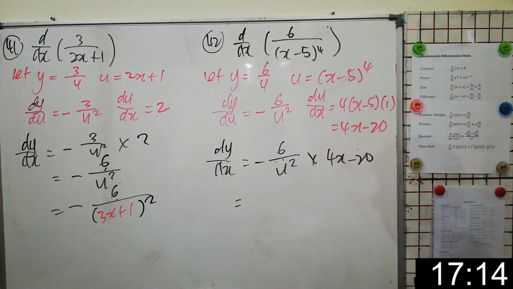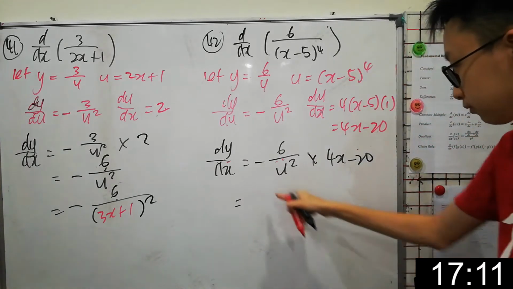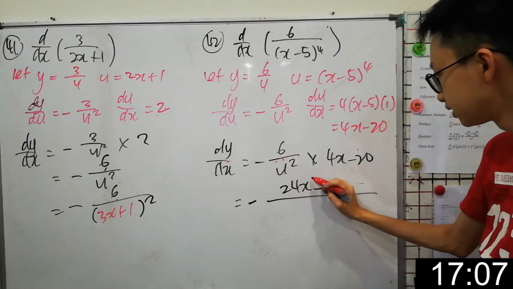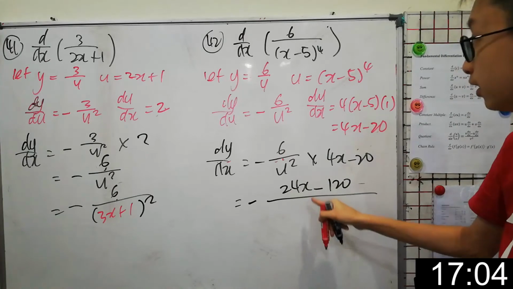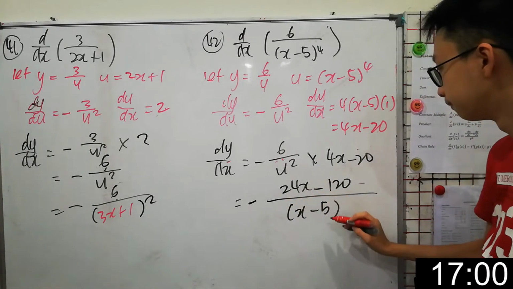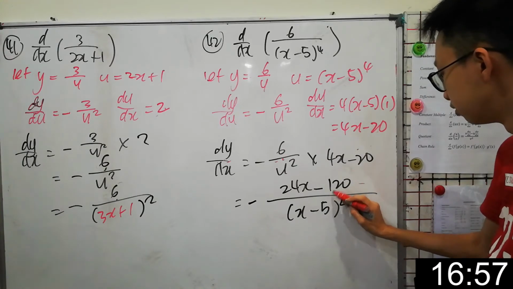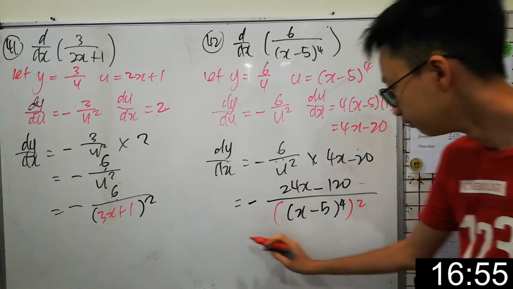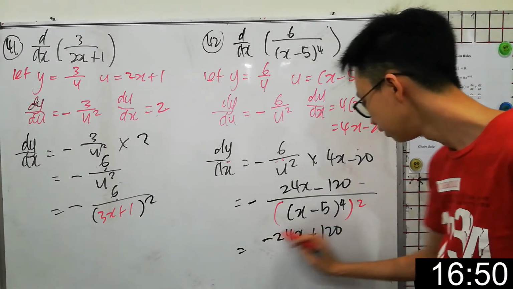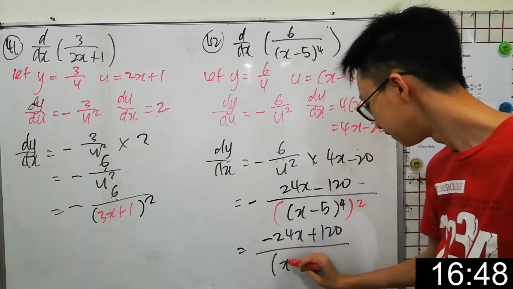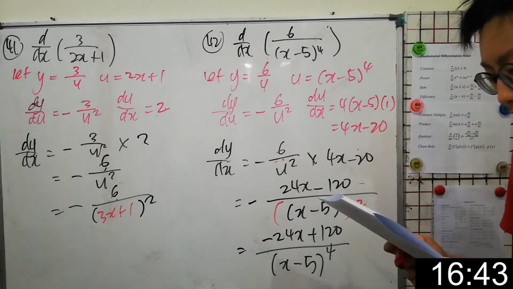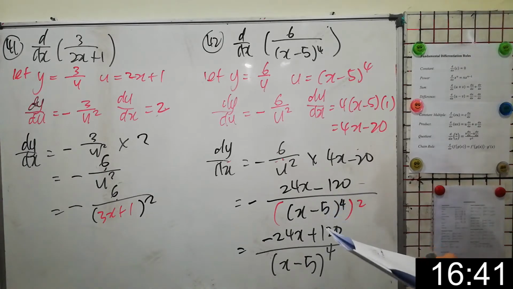So, just leave a negative outside: 24x minus 120 over u squared. Where is our u? x minus 5 to the 4th, then u squared again. So it's negative 24x plus 120 over x minus 5 to the 4th power. Why is the number so big?